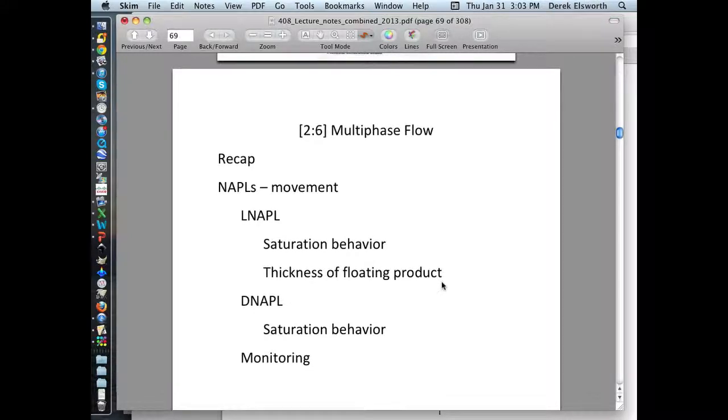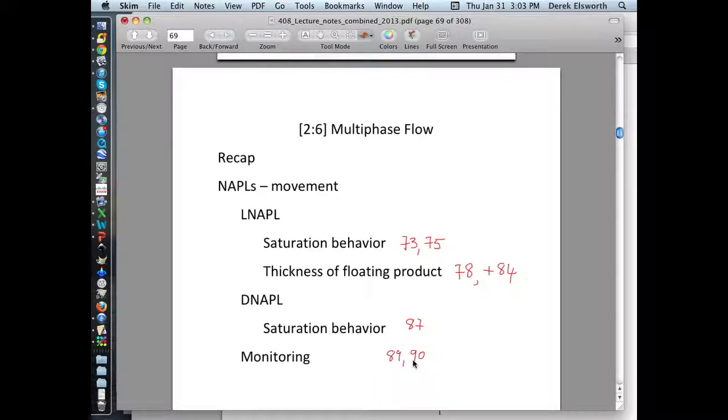What I wanted to talk about was movement of NAPLs. I made notes in my own notes about the only pages I'd look at; the others are narrative, but these are the pages I'm going to go to. They're mainly graphical figures that describe these behaviors, so you can have that as well as I do. So for what it's worth, that's what we'll talk about.